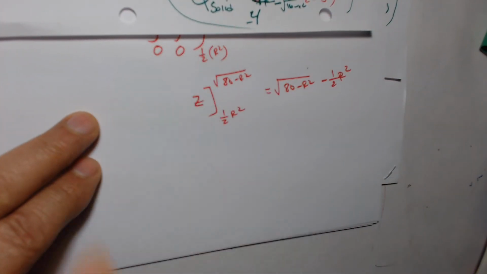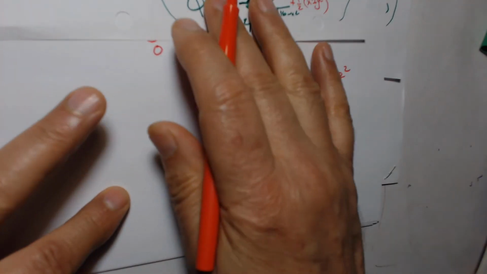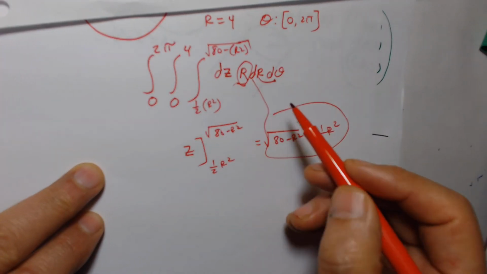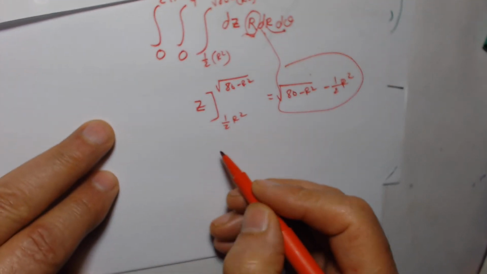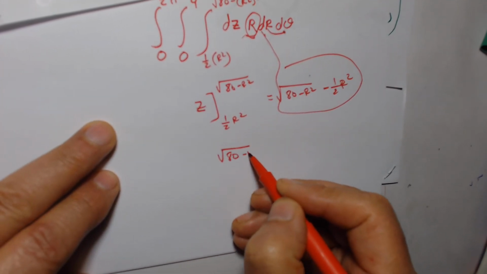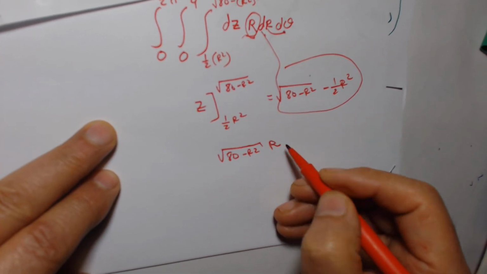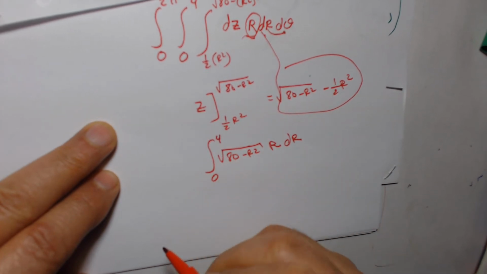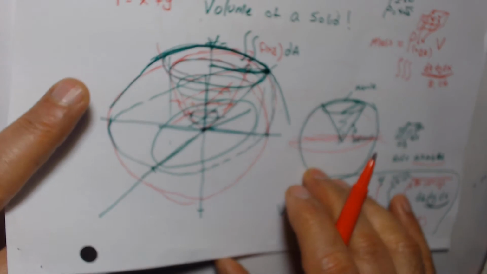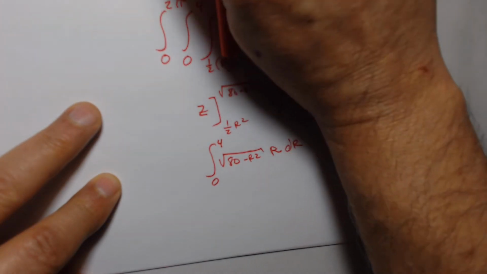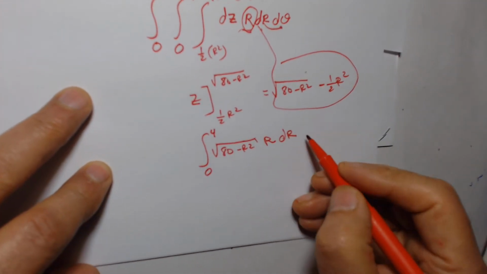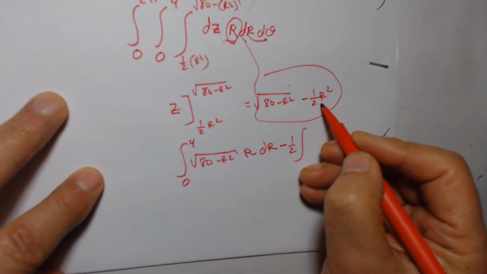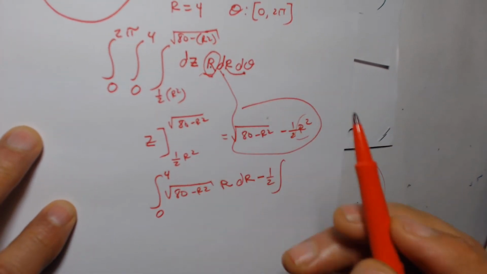Then I have to do the next one. Next one, you have an r multiplied by both of these and do it with respect to r. Therefore, I have a square root of 80 minus r squared times r dr, and it goes from 0 to 4. Because my region was x squared plus y squared equal to 16. And I have to do the other part. I have minus 1/2 r squared. I have to multiply by r because that's the negative.